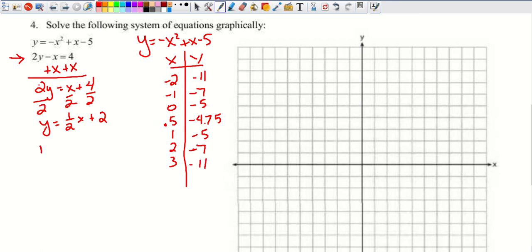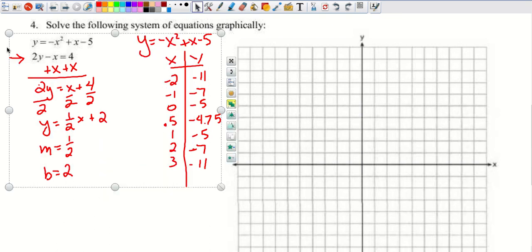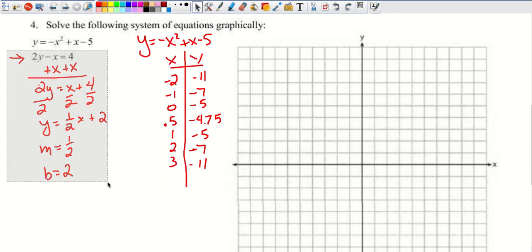Okay. And then the two things we need for this line are the m, the slope. Remember, rise over run. So that's 1/2. And b, the y-intercept is 2. All right. I am going to go ahead and put the line in blue. So don't mind me for a second here. Can I do that? No, it's not going to let me. Awesome. We're going to go ahead and just put it in blue here.